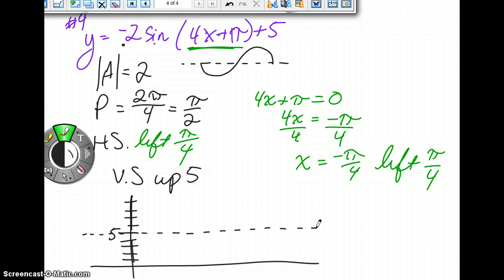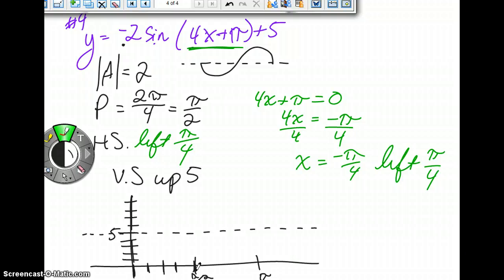My period was pi over 2, so I'm just going to find a spot. Here's pi over 2, and I'll just do that again, so that would make this pi. That's 2 periods. So halfway in between, and then quarters. From my y-axis over to pi over 2 is showing you 1 period length.